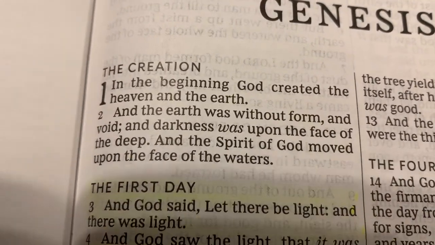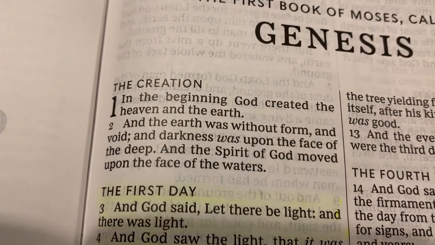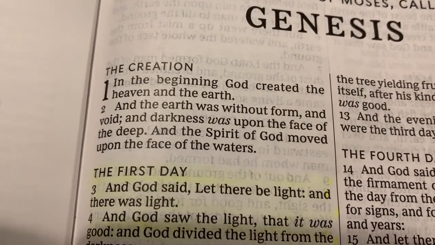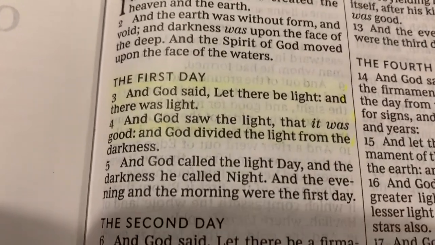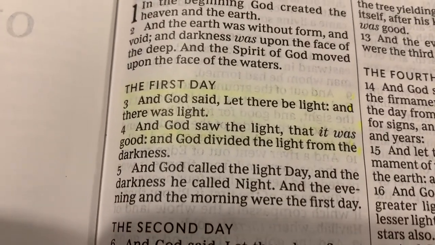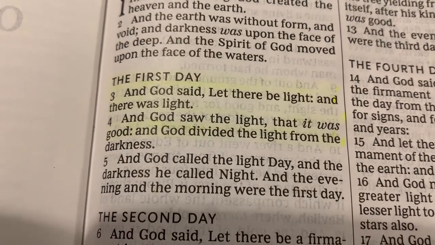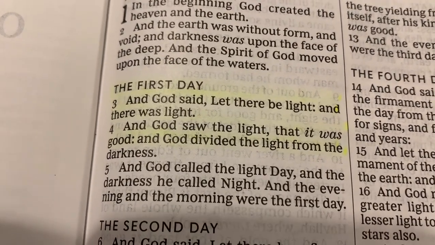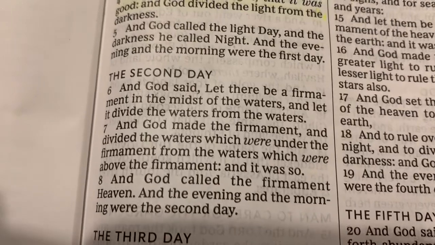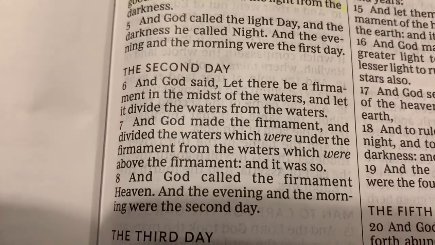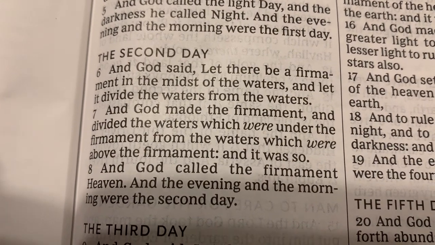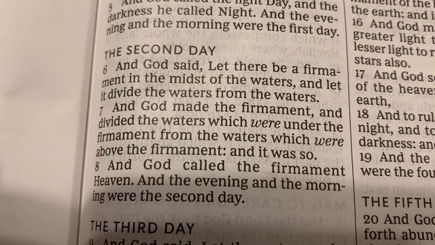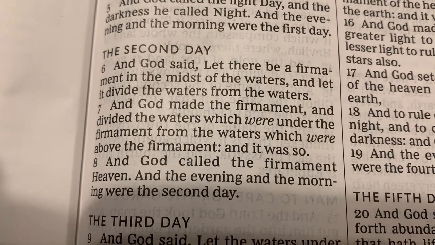This is 39 words, which coincides with the idea that there are actually 39 books in the Old Testament. In the second paragraph, we have 50 words, which coincides with Pentecost, the number 50. Third paragraph, the second day, is 66 words, which also coincides with 66 books of the Bible.